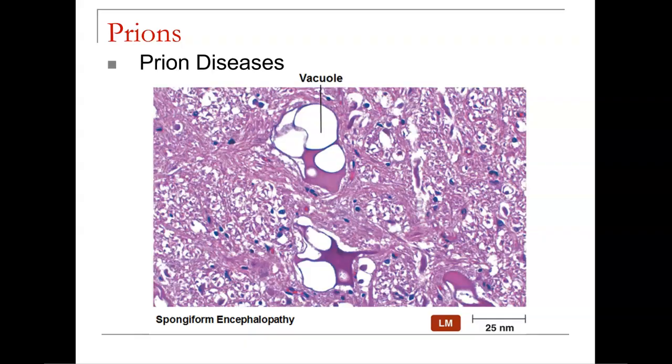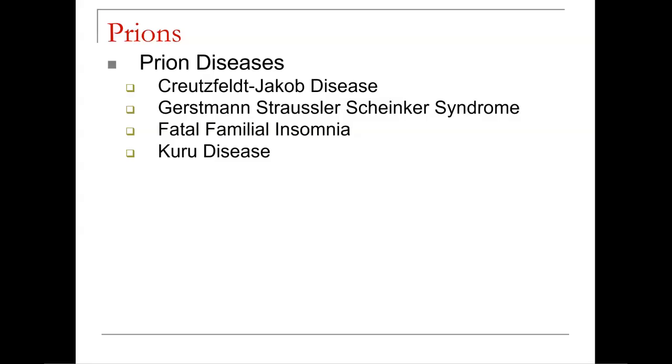So this is a picture of a microscope slide of spongiform encephalopathy. You see that these large vacuoles are being created. That's going to make the brain tissue more spongy-like because it is destroying the brain tissue that is there. So, different types of prion diseases.